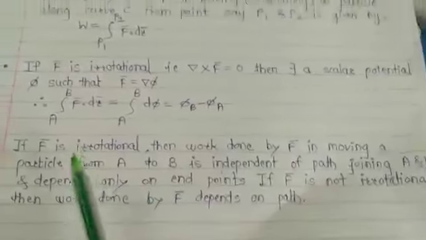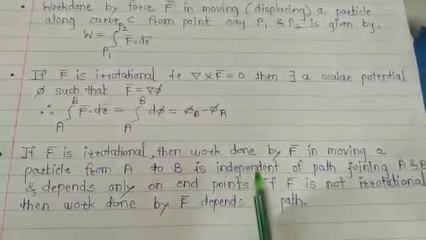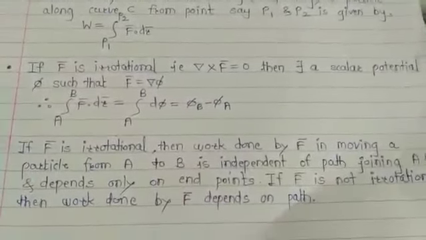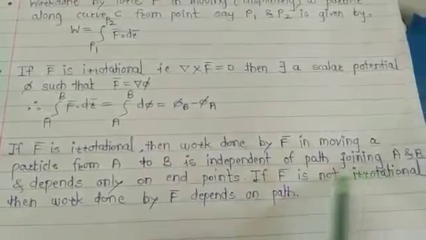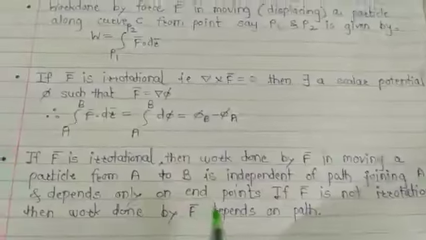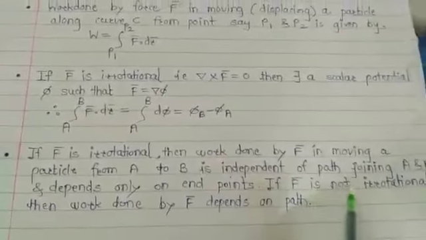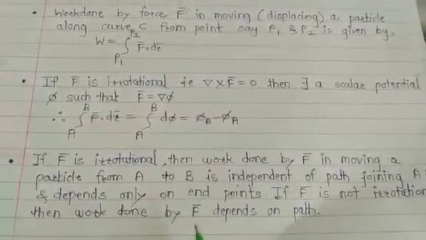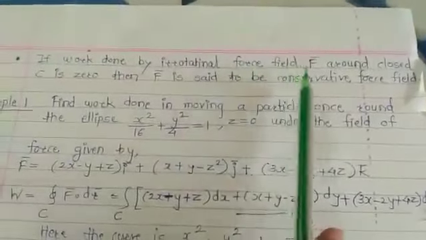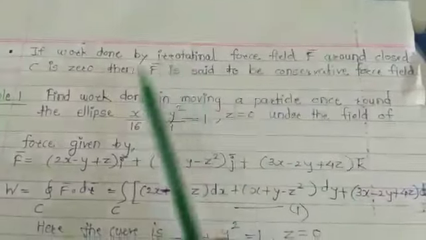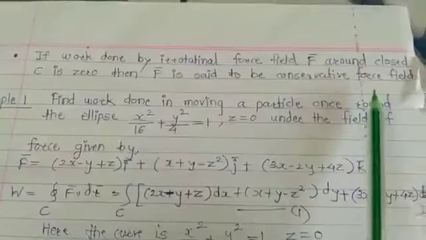Now next thing is, if f bar is irrotational, then work done by f bar in moving a particle from a to b is independent of the path joining a and b and depends only on the endpoints. But if f bar is not irrotational, then work done by f bar depends on the path. Now, if work done by an irrotational force field f bar around a closed curve is 0, then f bar is said to be a conservative force field.